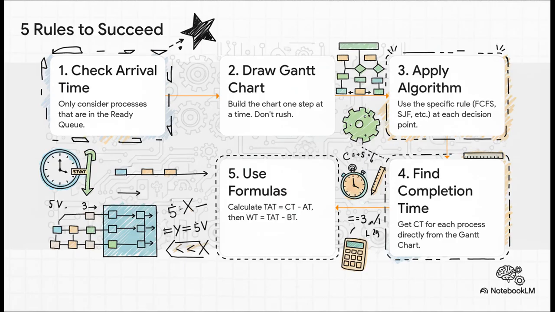And no matter which algorithm you're using, if you follow these 5 rules every single time, you'll nail these problems. Rule number 1 is the absolute most important. Always, always check the arrival time first to see who's actually in the ready queue. Be methodical, draw the chart step by step, and you'll get it right.